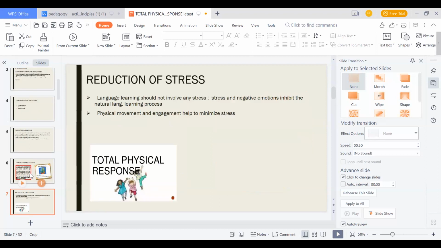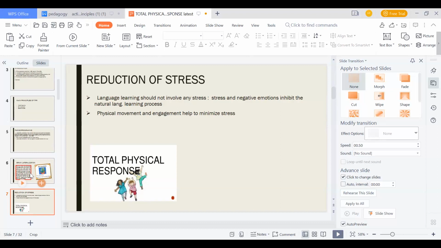Okay, right. Then the third one, reduction of stress. Now the first one is bioprogram. The second one is brain lateralization. The third one is reduction of stress. Here, language learning should not involve any stress. Stress and negative emotions inhibit the natural language learning process. Physical movement and engagement help to minimize stress.